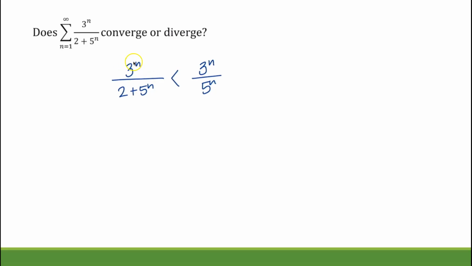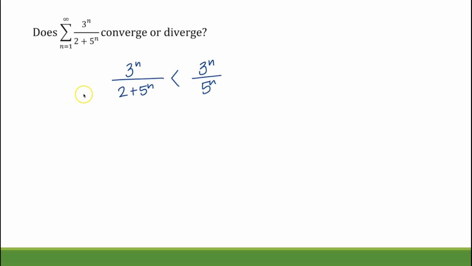Think about it in terms of pizza slices. Would you rather have 1 out of, let's say, 5 to the n pizza slices, or 1 out of 2 plus 5 to the n pizza slices? This is dividing the pizza into more slices, so that's going to give me less. So bigger denominator, smaller fraction. Okay, so this is the direction of the inequality.